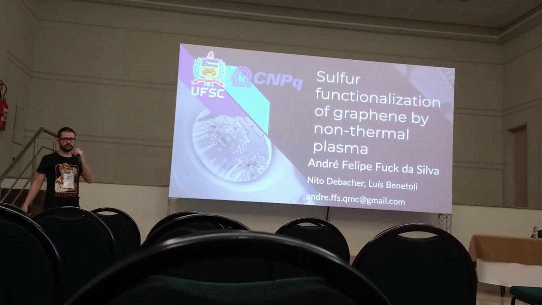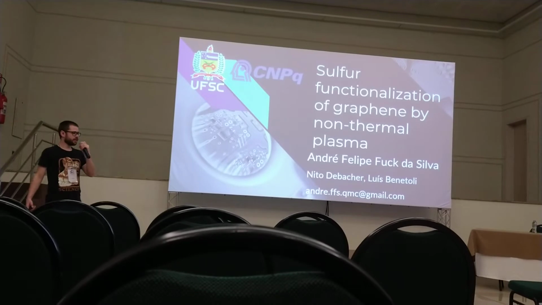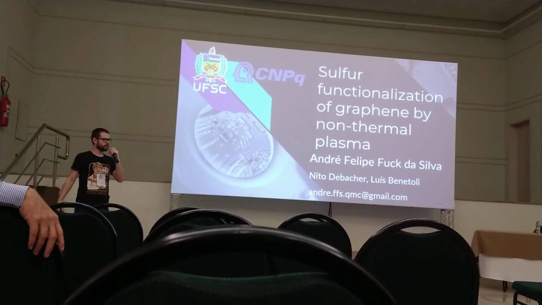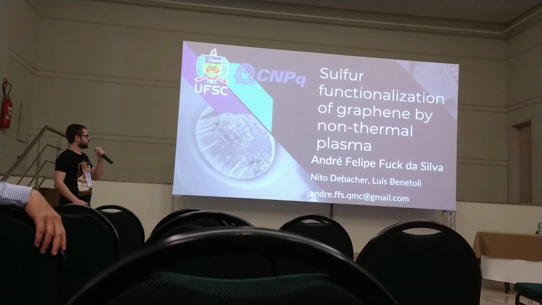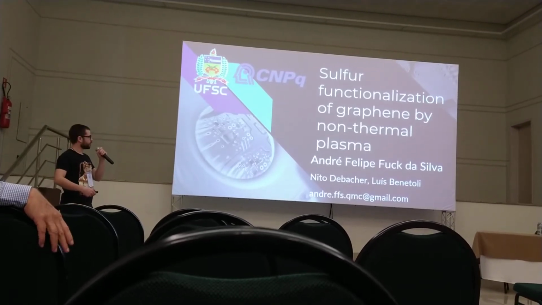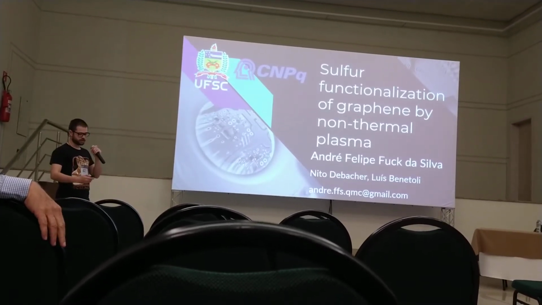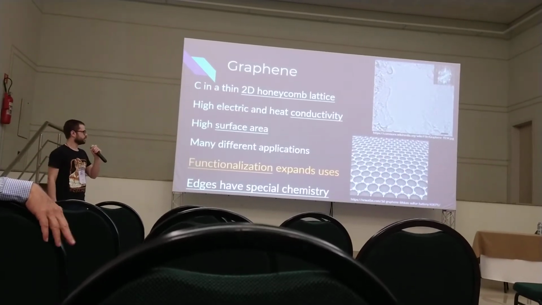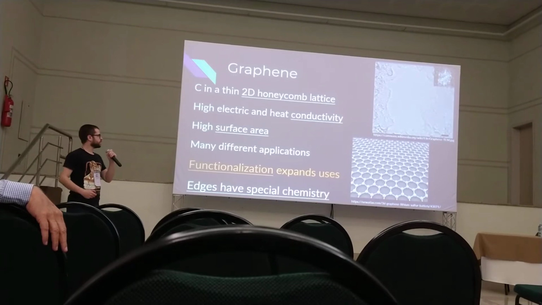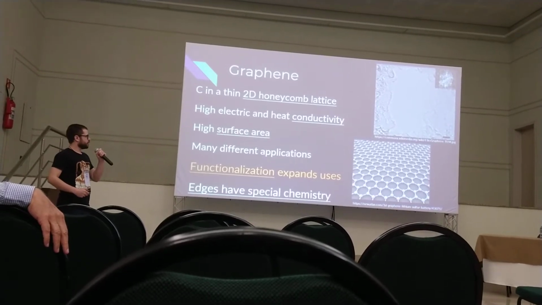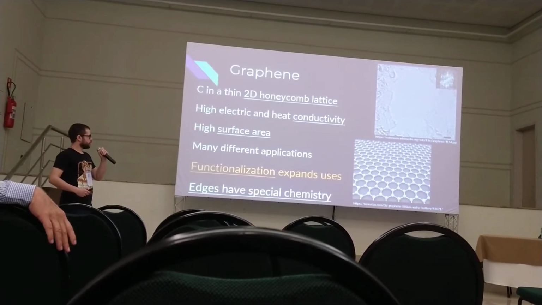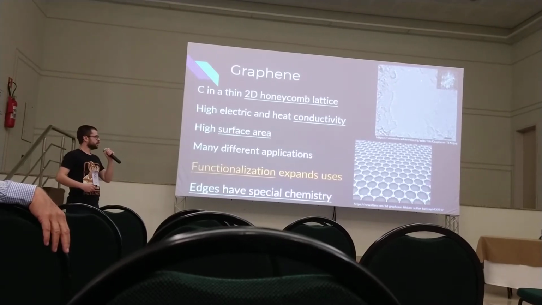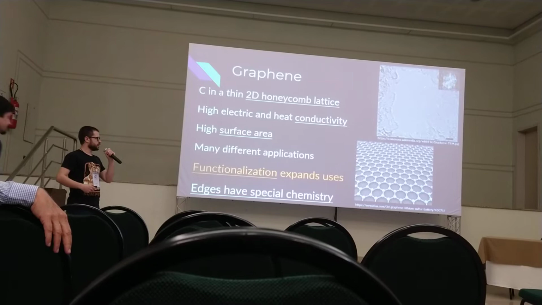And now let's begin because we have little time and much to cover. So I will present my work, which is the sulfur functionalization of graphene by non-thermal plasma. So let's begin talking about graphene. Graphene is basically carbon in a thin 2D honeycomb lattice, which is illustrated here in electron microscopy.